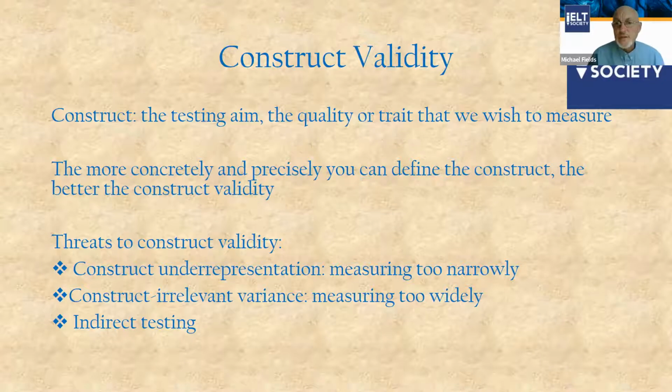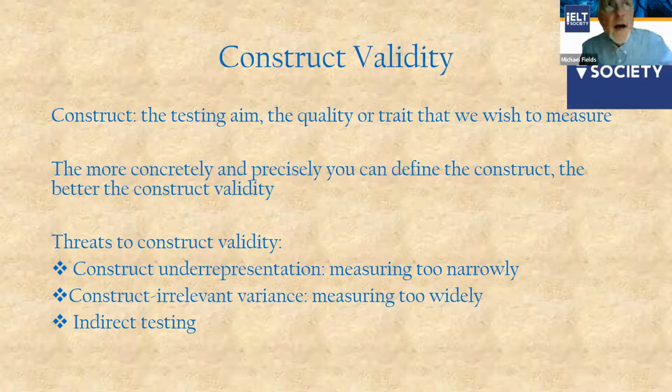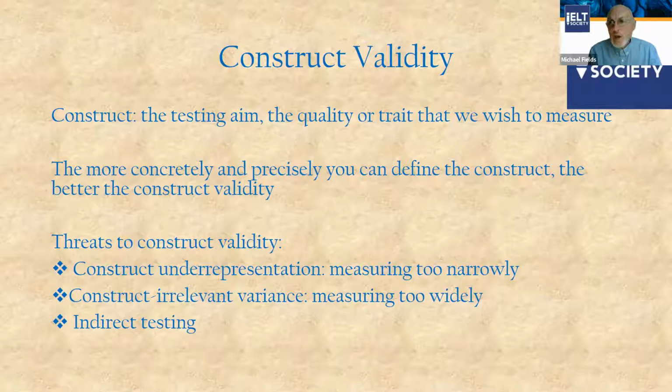So I'll give you some examples in just a moment, but before I do that, I want to give you some examples of how things might go wrong. There are probably more, but there are three really classic ways that things might go wrong in construct validity. One is construct underrepresentation, when we measure too narrowly, or we only measure part of the construct. And I may have used this example before, but I'll use it again. A grammar test on adverb clauses that only tests time clauses.